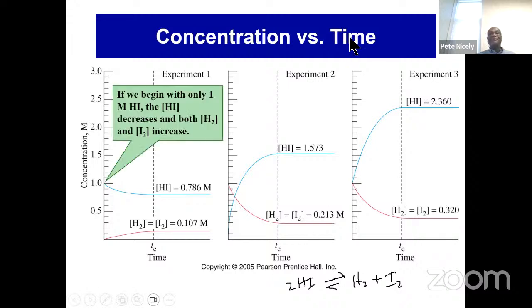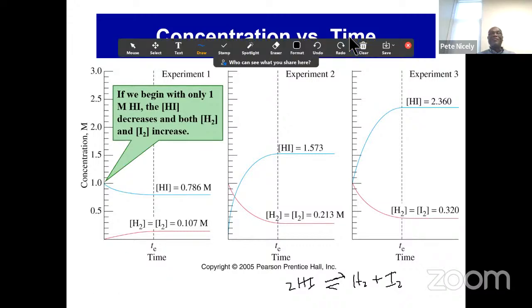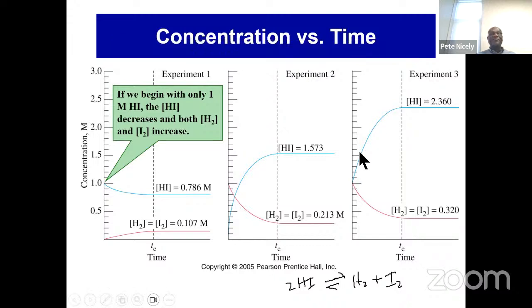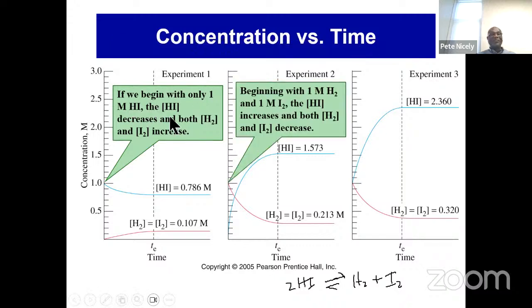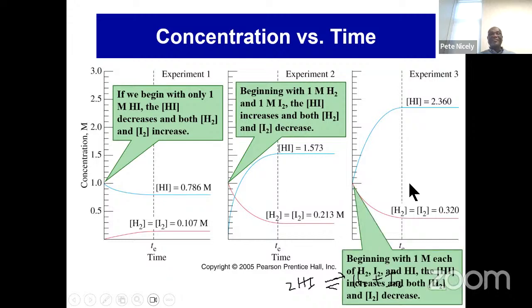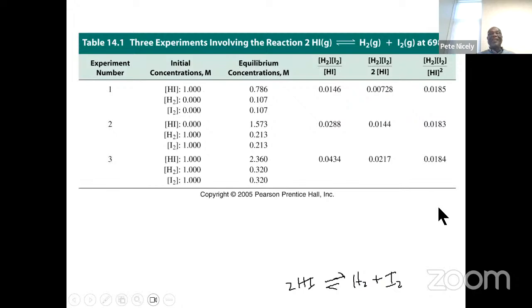Okay, let me clear this. So what you see here in the green boxes is basically what I just described. In each case, equilibrium is achieved, right? And this is basically showing you some data.